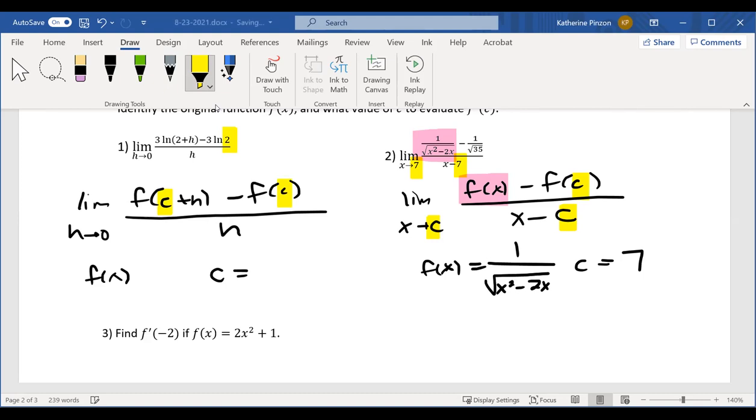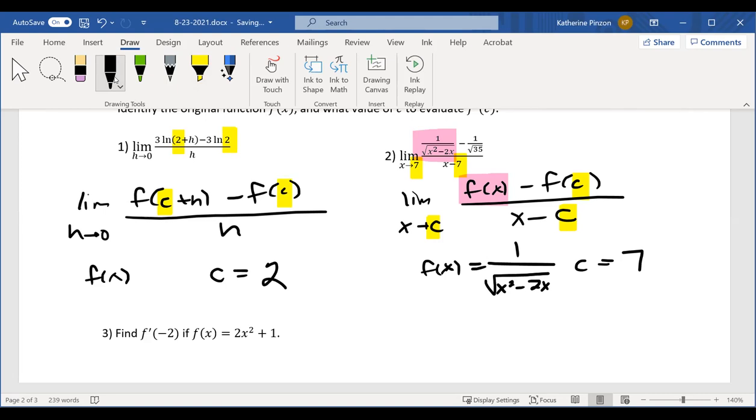In this case, that C appears 2 places right there. C is going to be 2. You see that C appearing in 2 places? It appears with the plus H, and it appears in that second function plugged in there. C is 2. Okay, what's your function in this case?